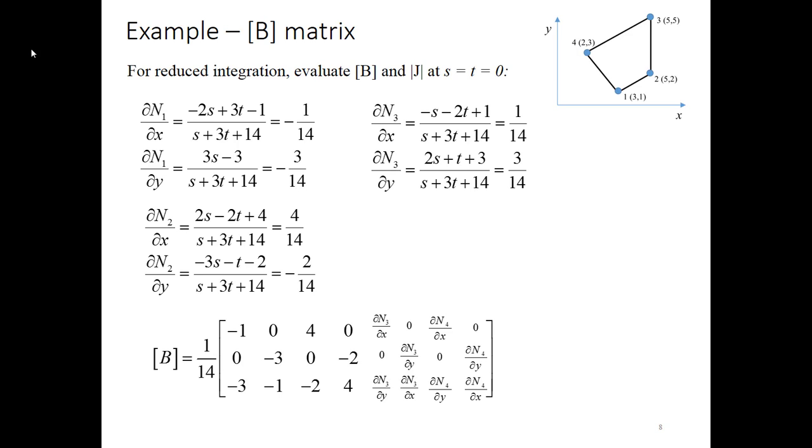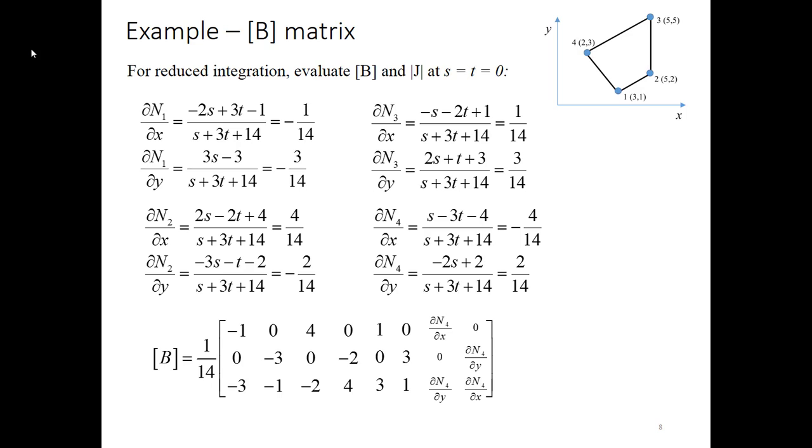For shape function 3, we get 1/14 and 3/14. That goes in there. And for shape function 4, we get -4/14 and 2/14. And those go in there. So that gives me my B matrix evaluated at S and T equal to 0. And the determinant of the Jacobian, that's even easier. That's going to give me 14/8 or 7/4.